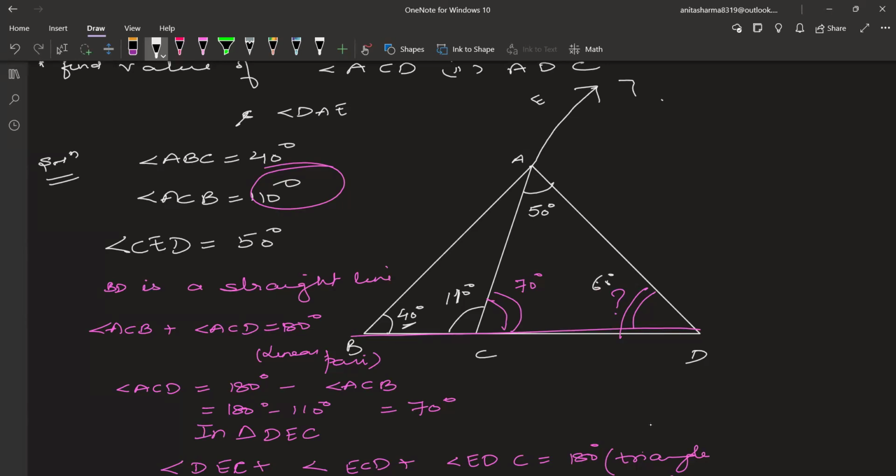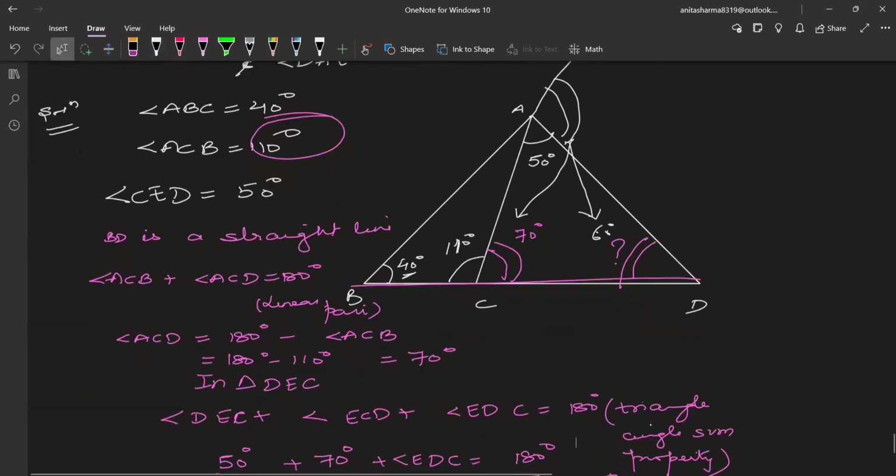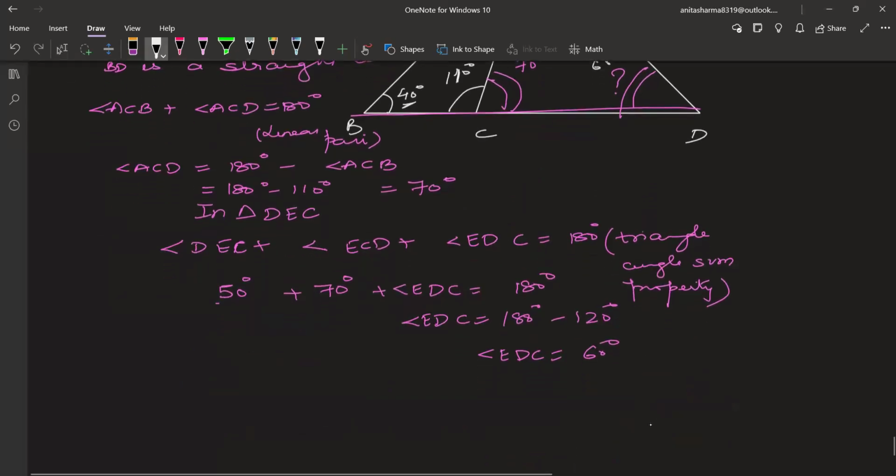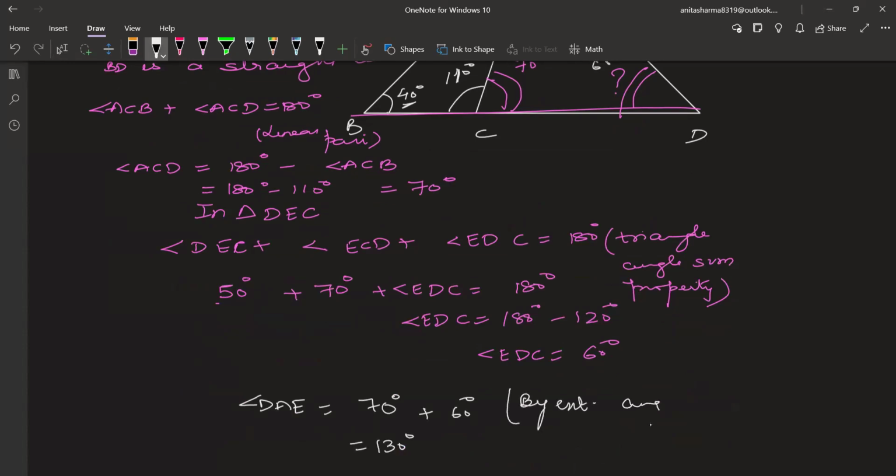Yes, because this is the exterior angle. Children, see here. This angle is an exterior angle, and by the exterior angle property, it should be equal to the sum of its opposite interior angles, right, beta? Yes, ma'am. Good, beta. So angle DAE will be equal to 70 degrees plus 60 degrees. So it should be 130 degrees by the exterior angle theorem. Understood, children?